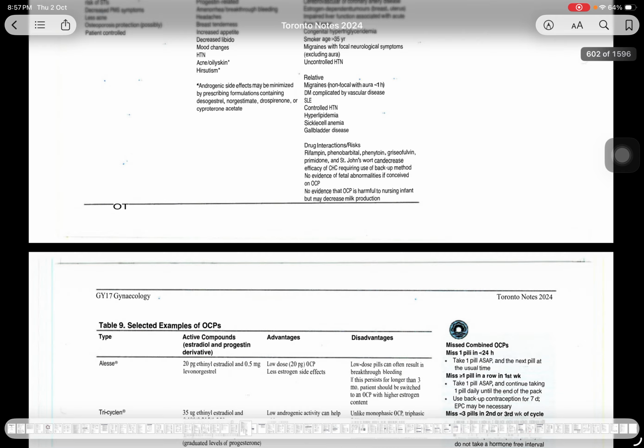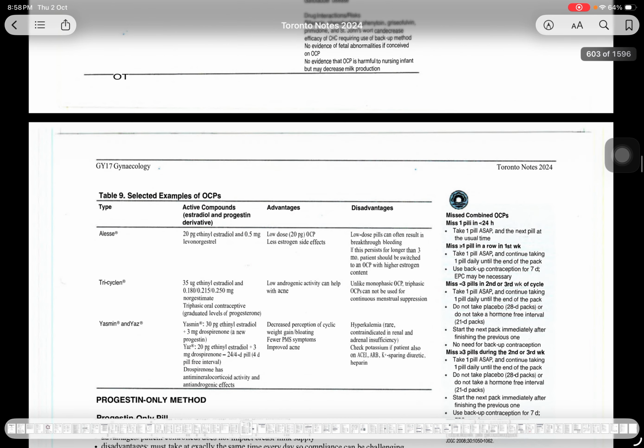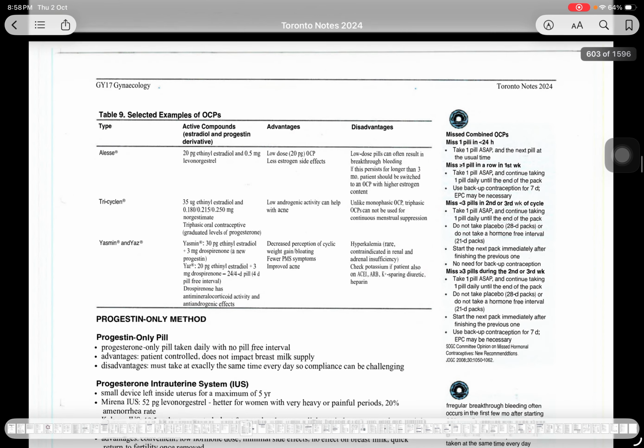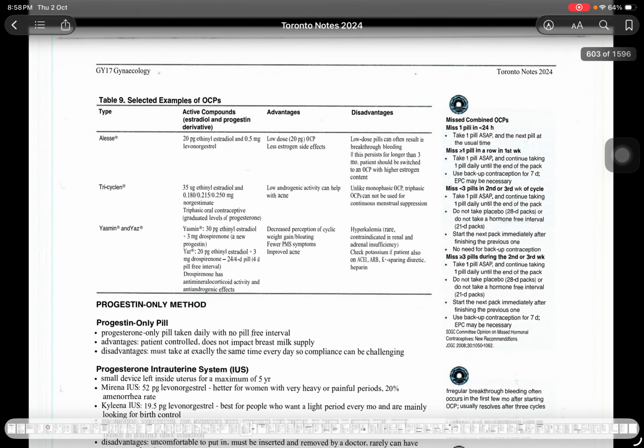And let's say this could be one of the NAC OSCE station cases as well, or a QE1 question. Let's say a patient has conceived on COCP, she's coming in now, and she's really worried about what to do. So there is no evidence of fetal abnormalities if conceived on OCP. Okay, so that's something reassuring for any patient who's coming into your clinic or during your exams.